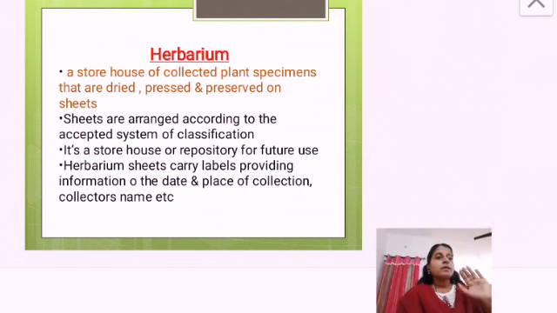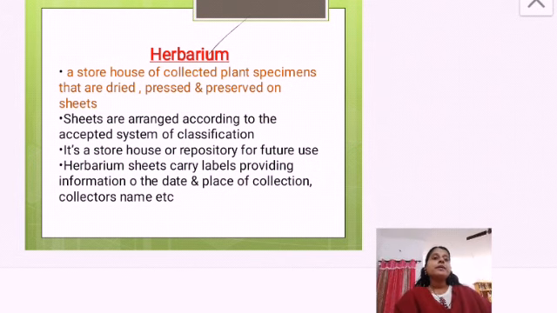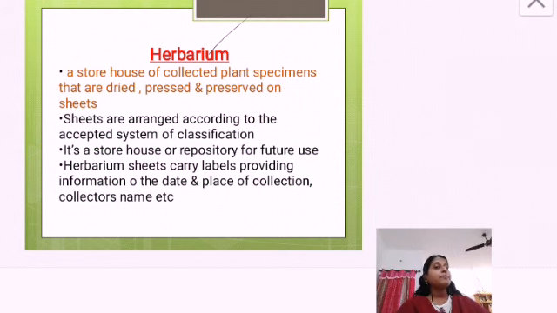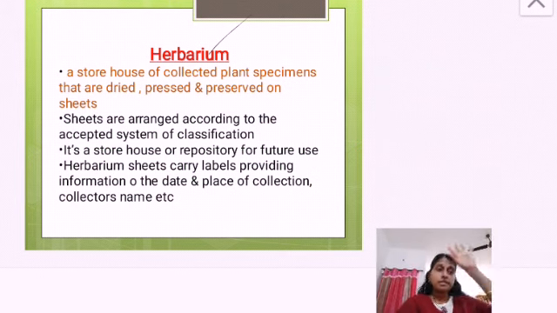So that by just seeing the features, we can easily identify the plants as well as their features. So what is a herbarium? It is a storehouse of collected plant specimens that are dried, pressed and preserved on sheets. There are herbaria available nationally. Like if you go to the Botanical Garden in Calcutta, there is a herbarium house available. There they keep all the plant species with the help of sheets.